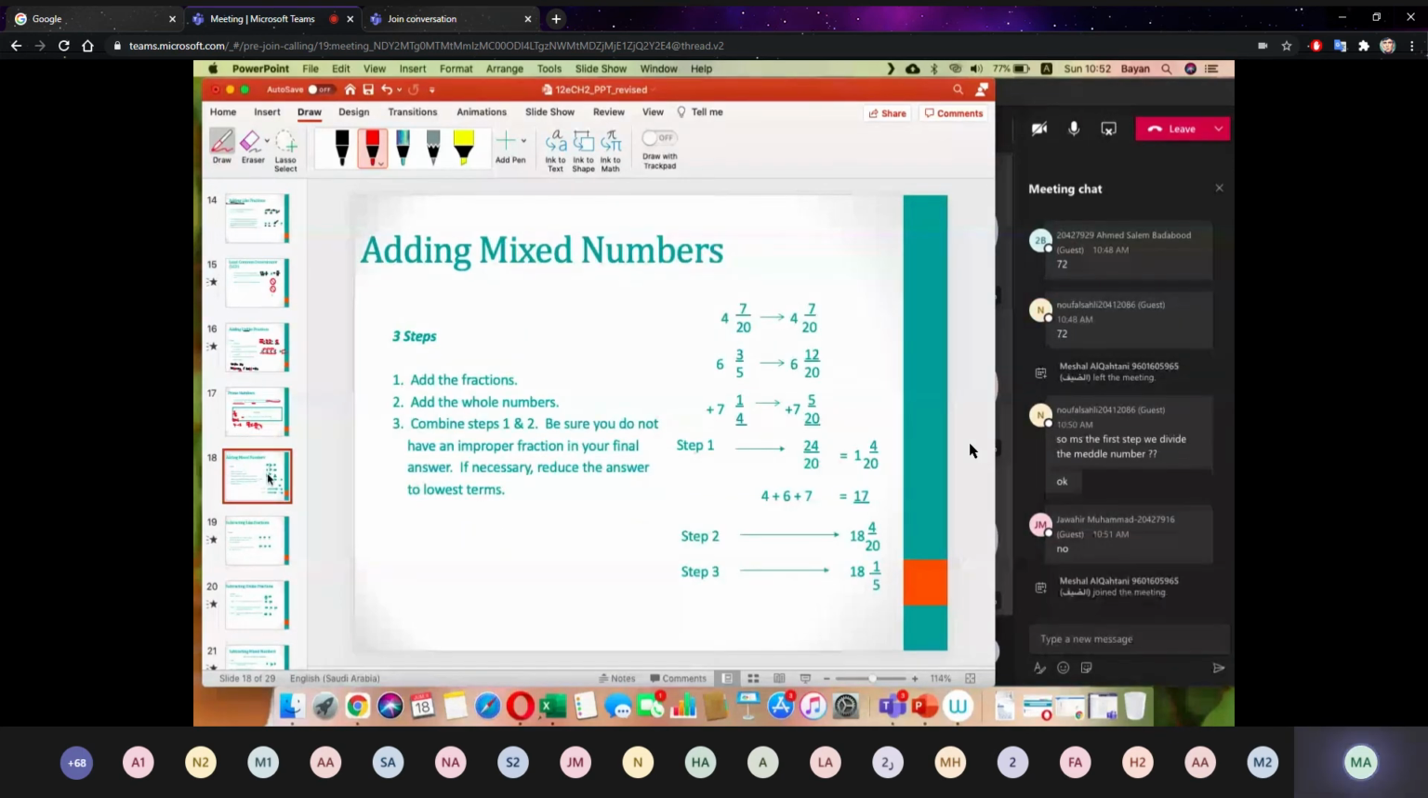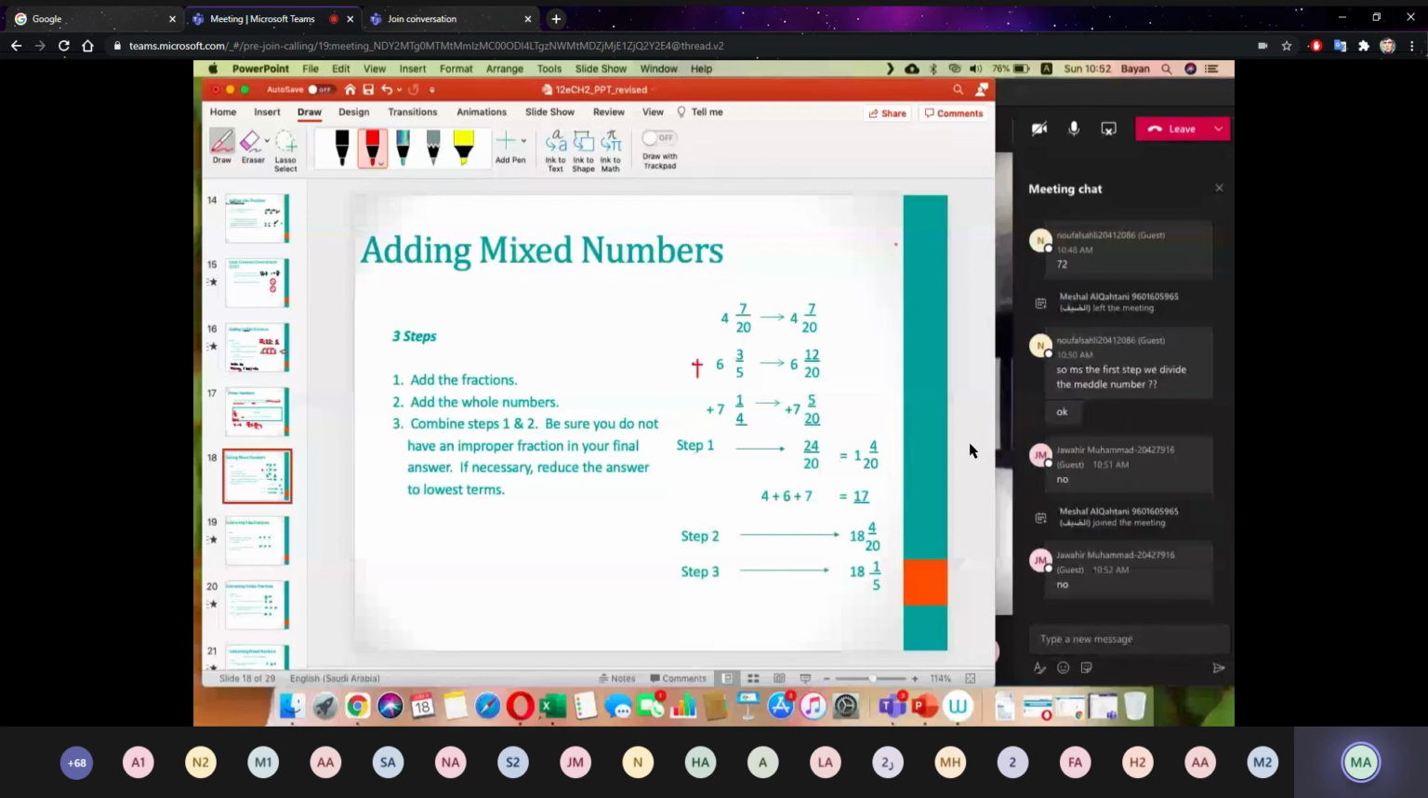Here we're going to add mixed numbers. Here we have 4 with 7 over 20 plus 6 with 3 over 5 plus 7 with 1 over 4. We're going to add these values. Do we have the same denominator?